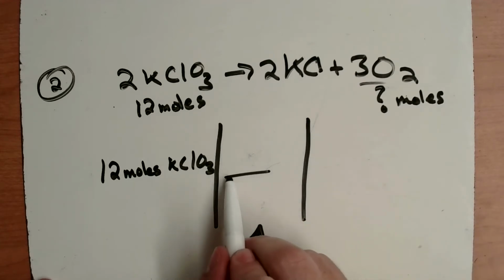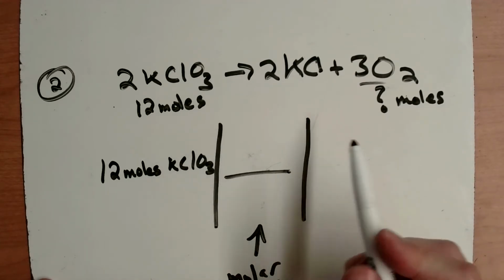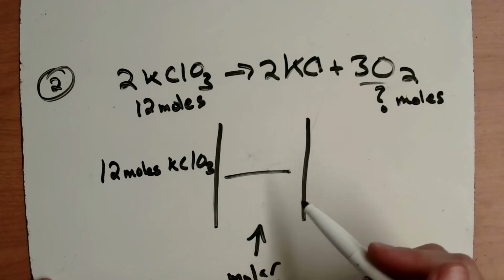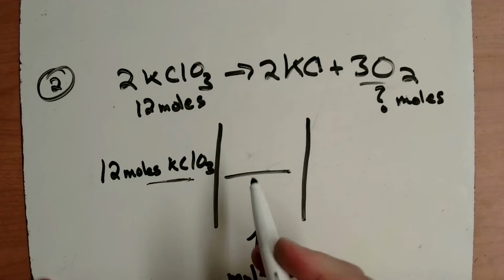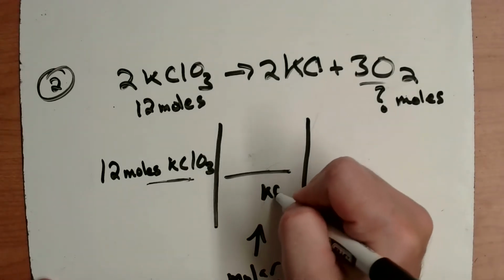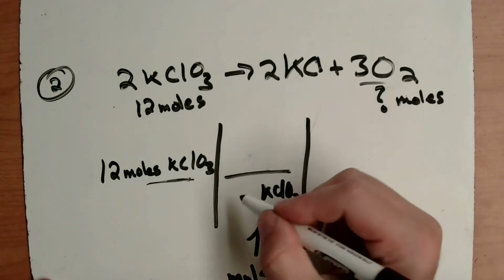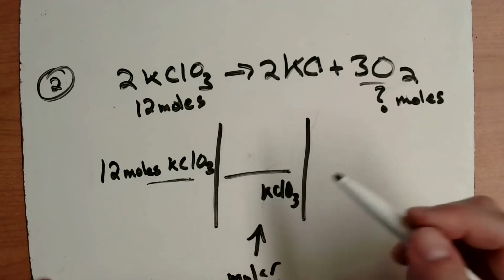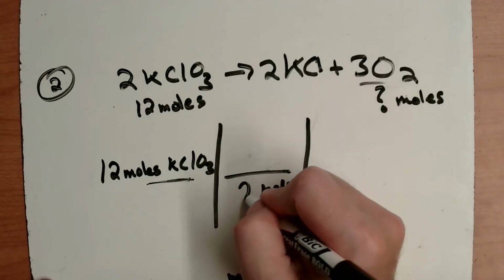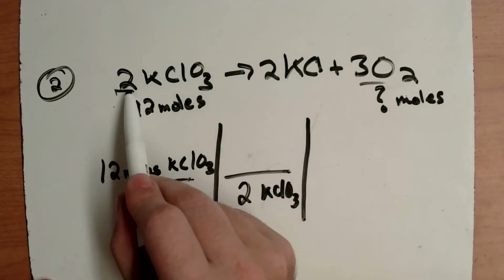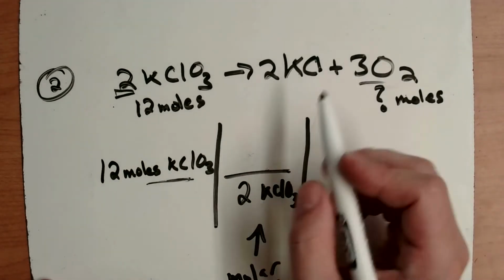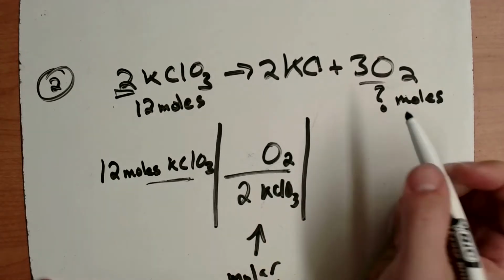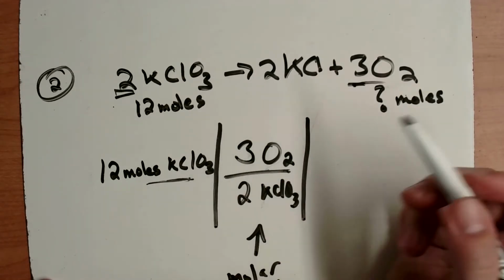The only way to go from moles of one thing to moles of another is using this molar ratio. Now we're starting with moles of KClO3, and we want to get rid of that, so it's going to go down here, KClO3. I don't need to write moles here, just KClO3 is fine. There's 2 KClO3 from this balanced chemical reaction. And we want to go to moles of O2. So O2 goes up here, and that's 3 O2.